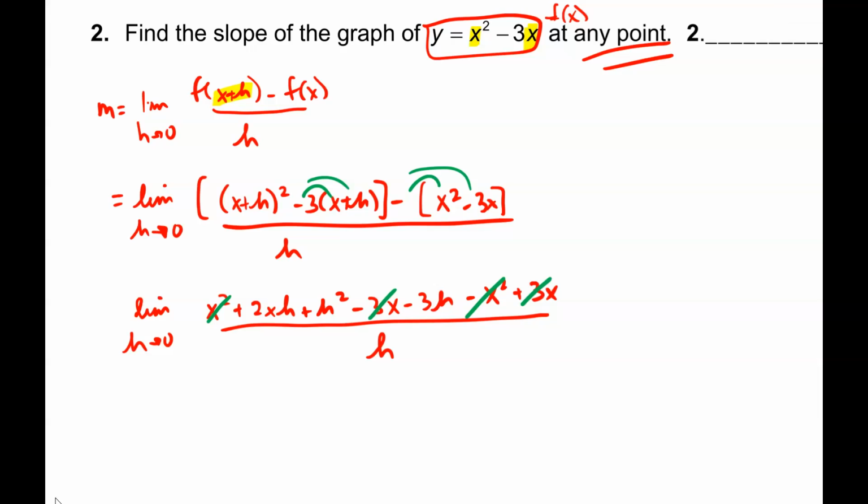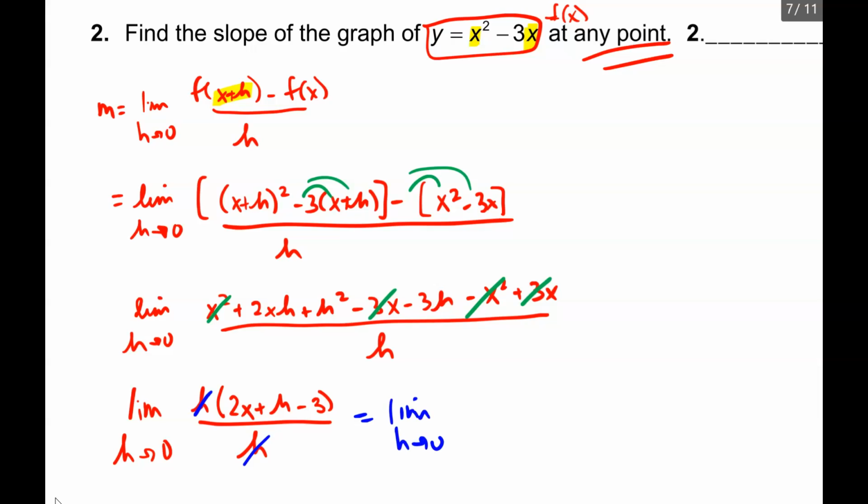And then let's keep going. The limit as h goes to 0. I'm going to pull out an h as I write it: h times 2x plus h minus 3, all over h. Cancel out these h's.